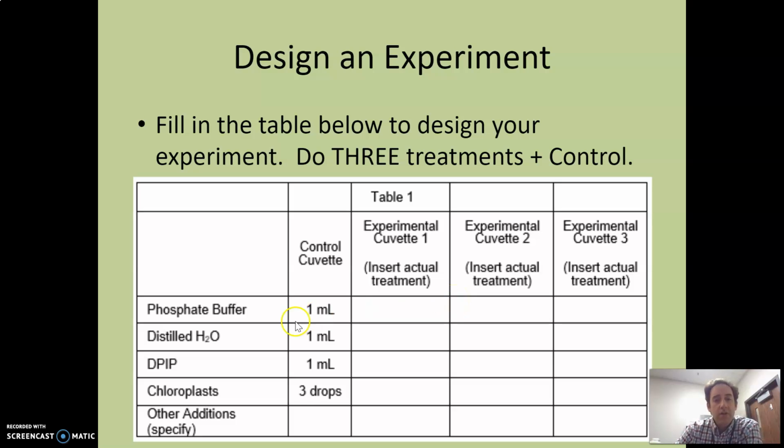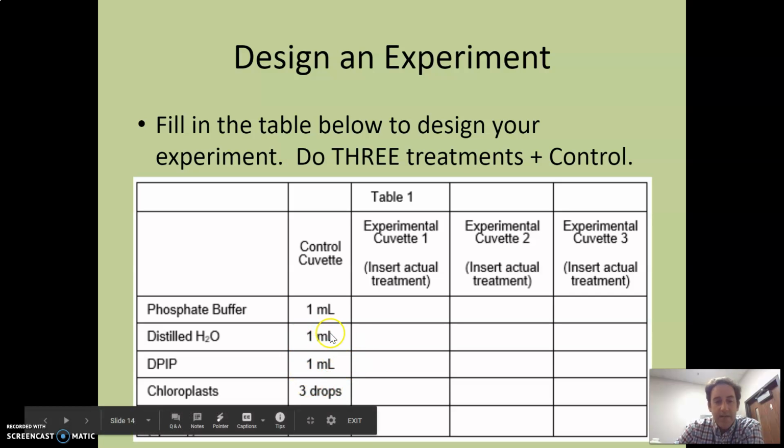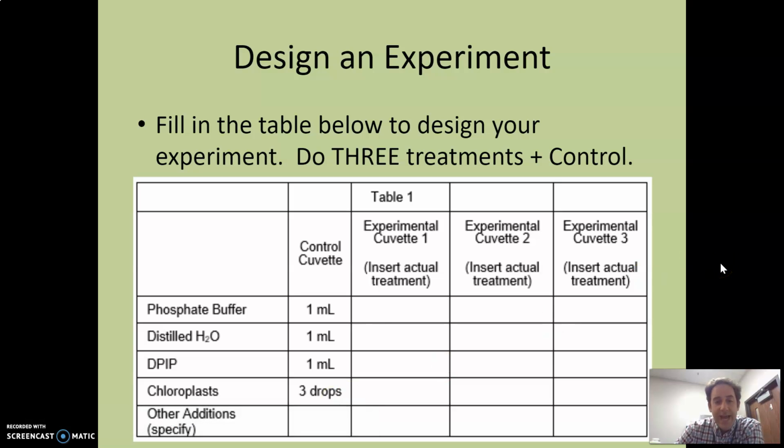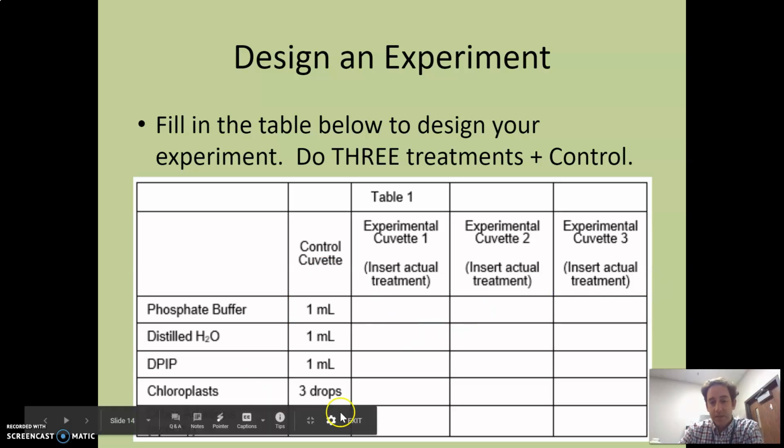So I'm going to have all of you do a control cuvette where you add 1 ml of phosphate buffer. That basically creates the proper pH for photosynthesis to occur. 1 ml of water, 1 ml of the DPIP stuff, and then 3 drops of chloroplast. That is your control trial. You are then going to need to make 3 experimental cuvettes where you manipulate.